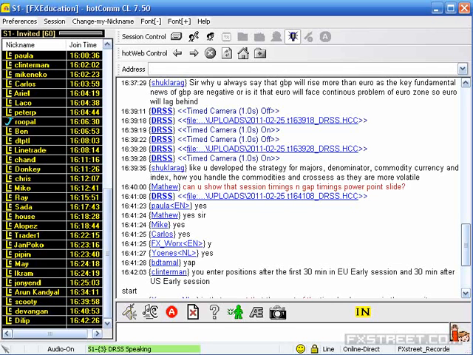Okay. You enter positions after the first 30 minutes in the early European session and 30 minutes after the US session. Yeah, because the webinar starts at 9 GMT, so after 1 hour I have to take 1 or 1.5 hours. But for the US session, it will be exactly 15 GMT. I'll try to take the position for the US session around that particular time.